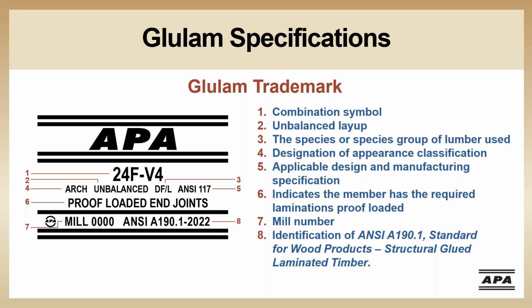I like to think of the number 4 as the recipe for how the plies in the beam are laid up. So this number tells the manufacturer how to make the beam, but it doesn't really communicate a lot of information to the designer or the installer. The trademark will also tell us the appearance grade, if the beam is balanced or unbalanced, the wood species, if the beam is cambered, and the mill number, which is going to identify the manufacturing mill. Suppliers can assist their customers in understanding the information on a grade stamp. Also, you can refer to APA's glulam product guide for more information on glulam specifications.